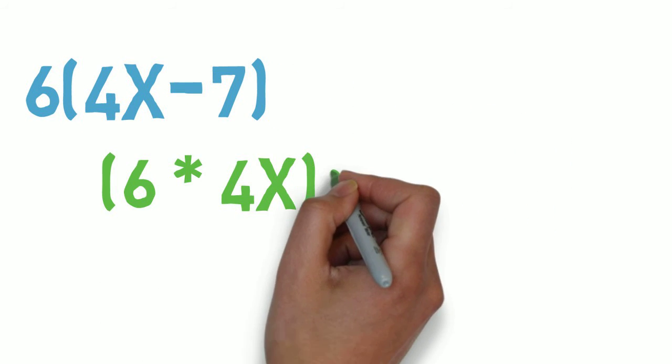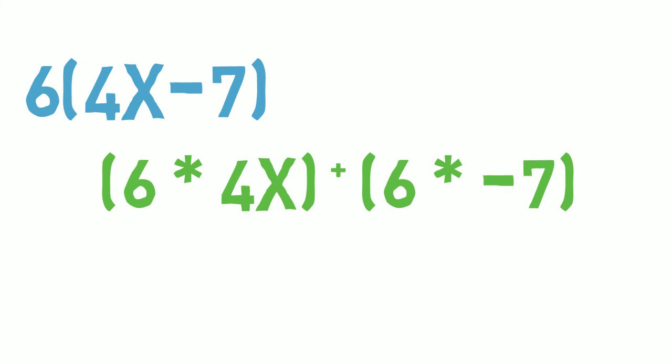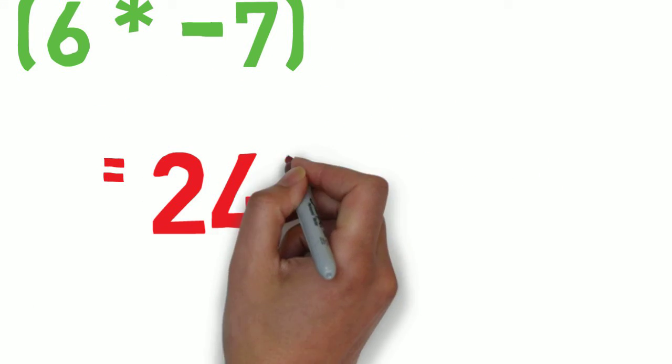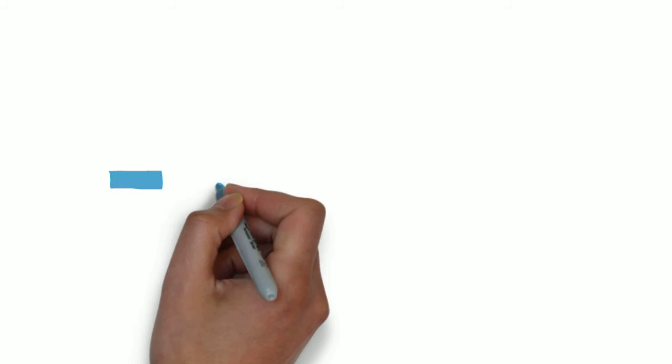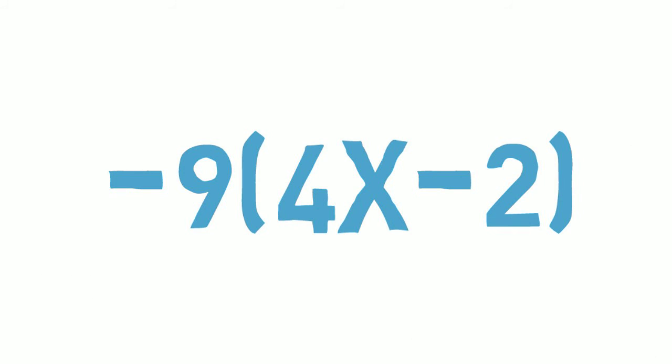All right, so that's going to be 6 times 4x plus 6 times negative 7. When you multiply that out, it's going to be 24x minus 42. Minus 42 because you had a positive 6 times a negative 7.